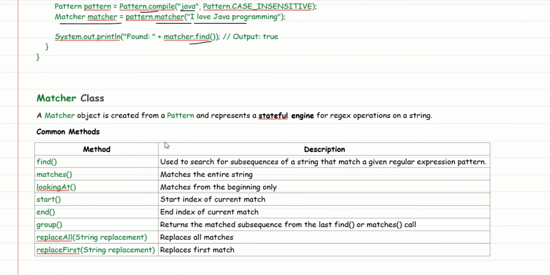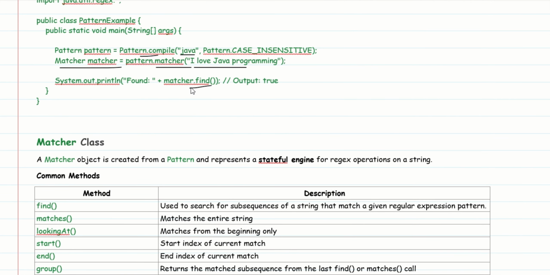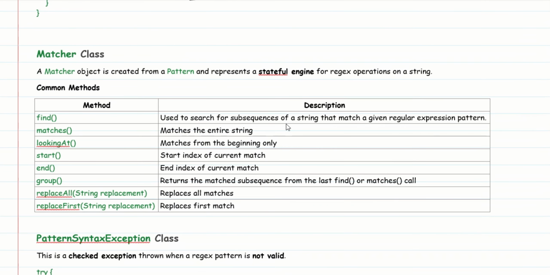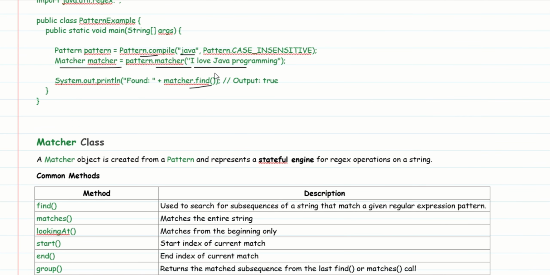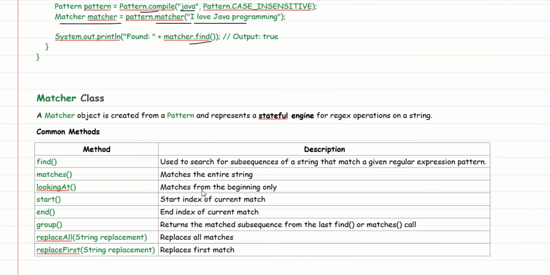It has important methods like find, used to search for substrings of a string that match a given regular expression. Here you can see that using find we can find a substring within the provided sentence or full string. Then we have matches, which matches the entire string. Find will only check whether the provided input is present in the complete string, but matches will try to match the entire provided input.